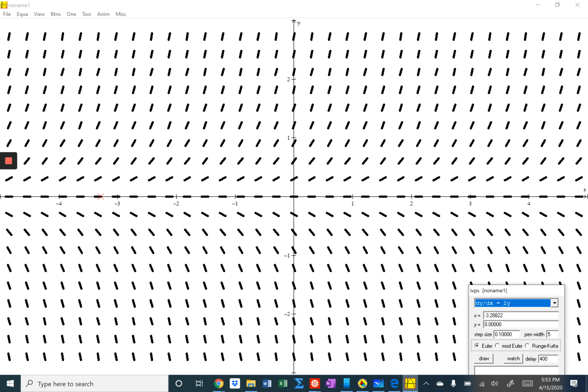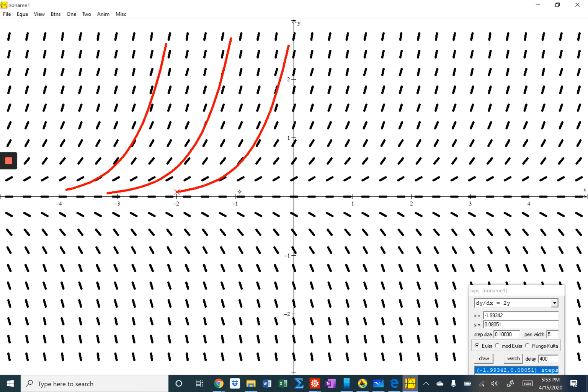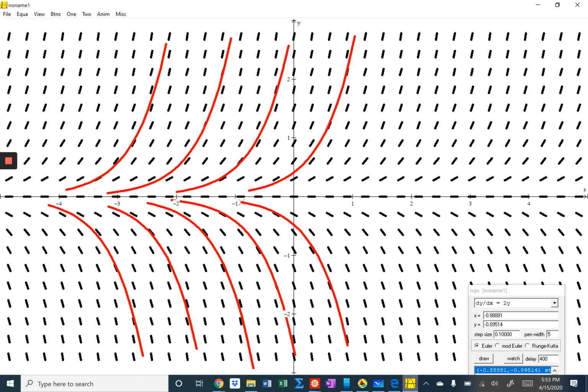Like I said, I wanted you to sketch some solution curves, so I'm going to do that here, or have the computer do it for me. And so you can see, if I choose all these different points here, you can see the shape of it. Hopefully you're recognizing all of these curves as exponential curves. Okay.